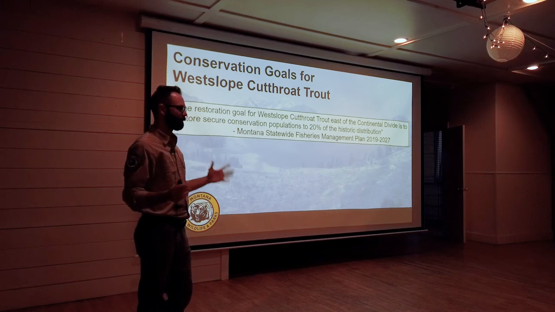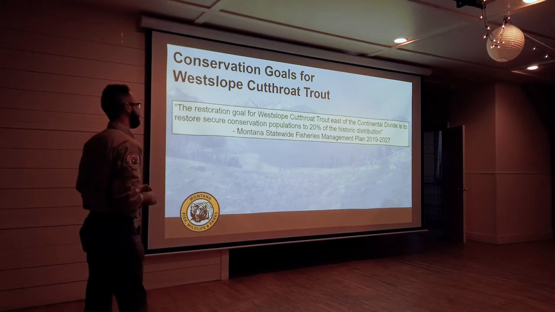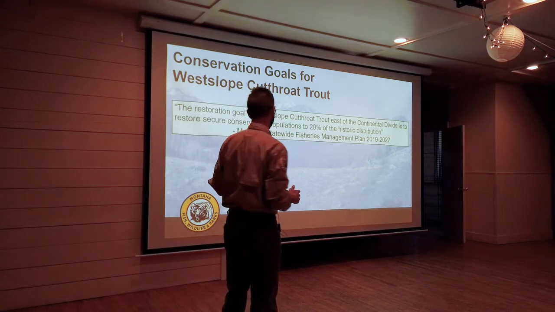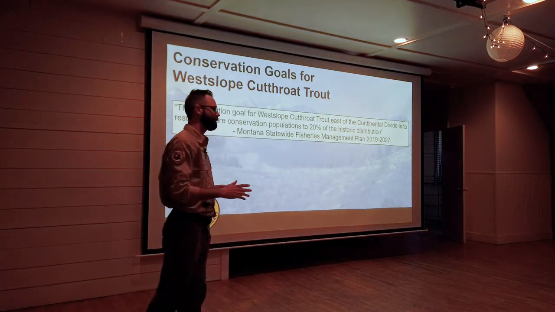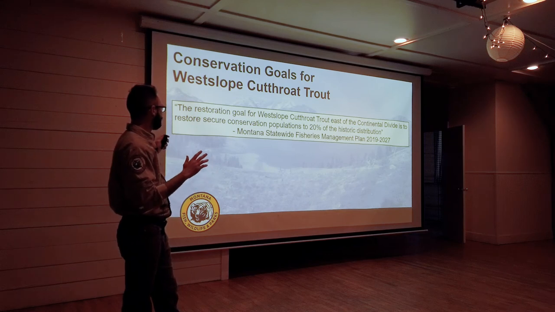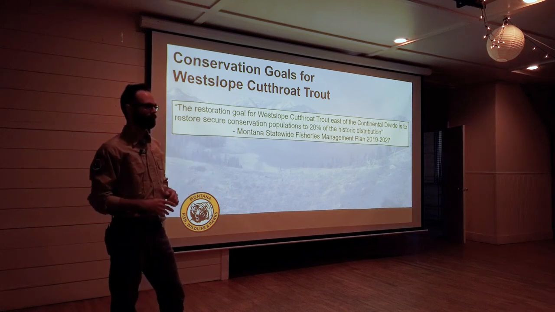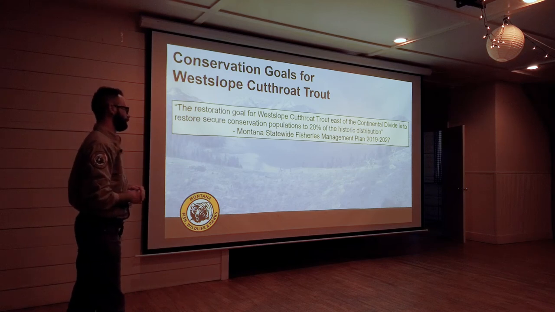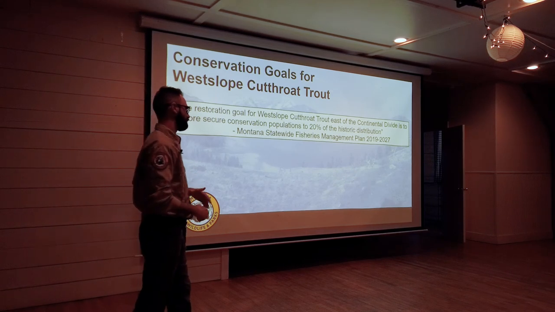So right now, in our statewide fisheries management plan, our stated goal for Westslope Cutthroat Trout conservation on the east side of the Continental Divide is to restore secure conservation populations to 20% of the historic distribution. So we kind of have to define a couple things here.